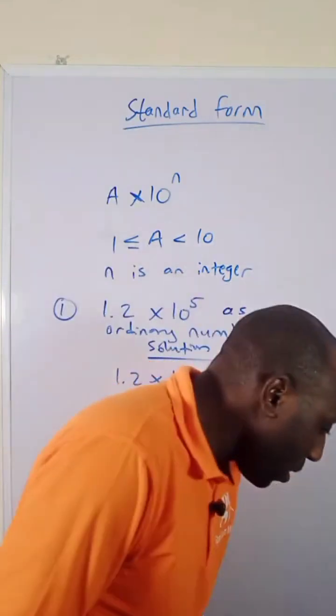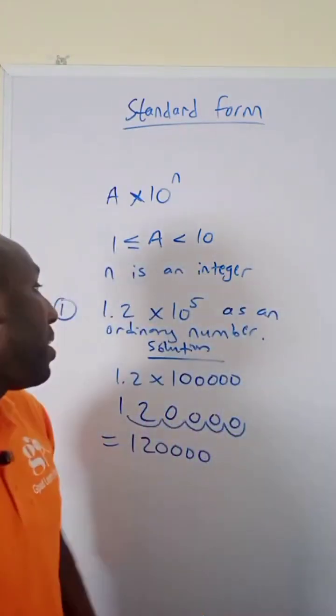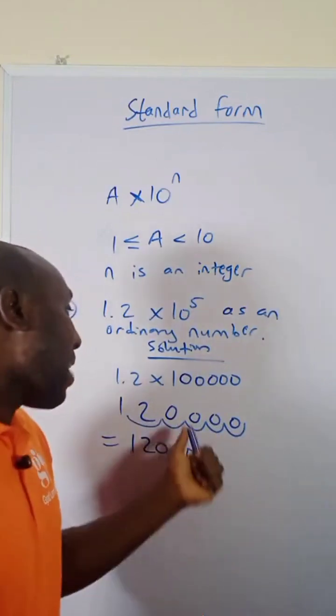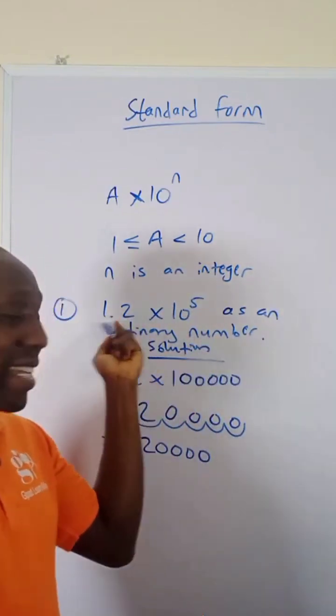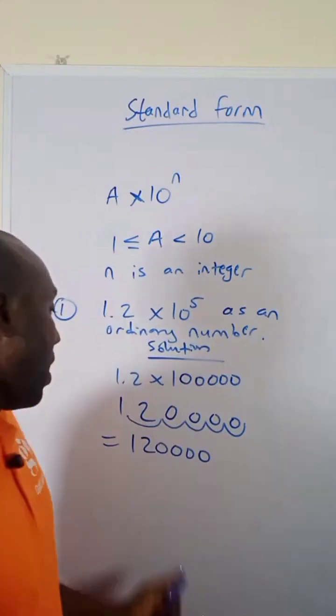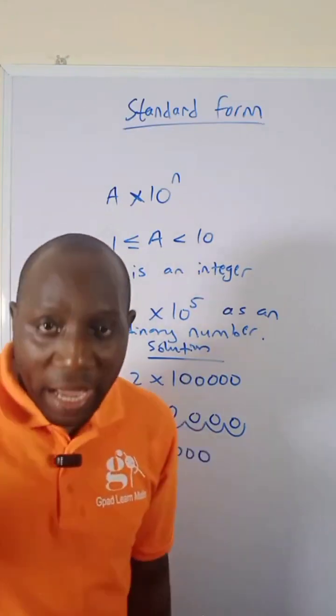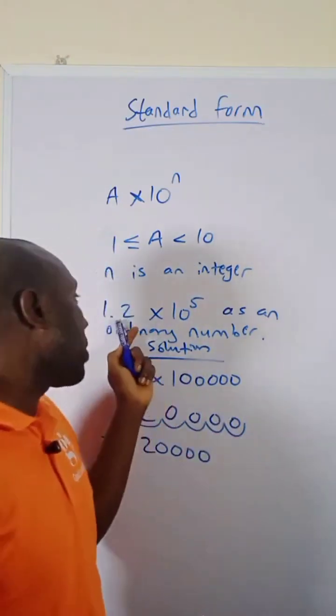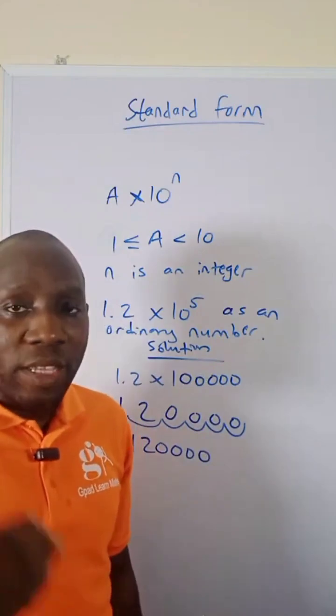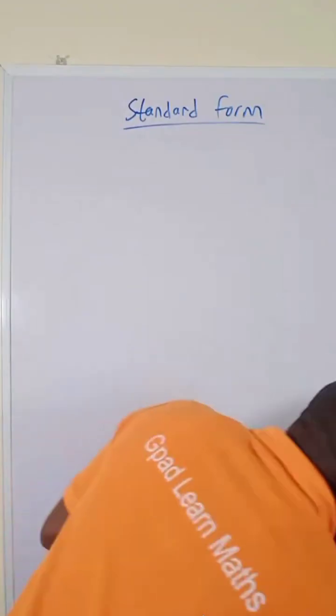I hope this makes sense. I have written this number as an ordinary number. It was in standard form, but I had to write it as an ordinary number. So I've just told you how to multiply a number by a power of 10. In this case, we multiply 1.2 by 10 raised to the power of 5. Let's look at another example.